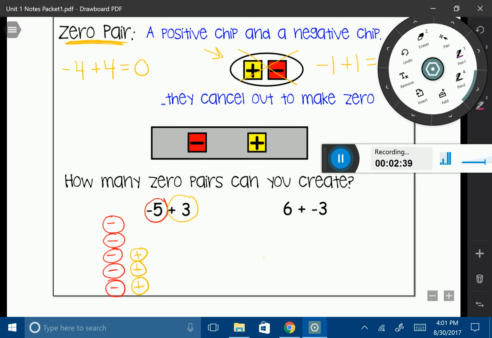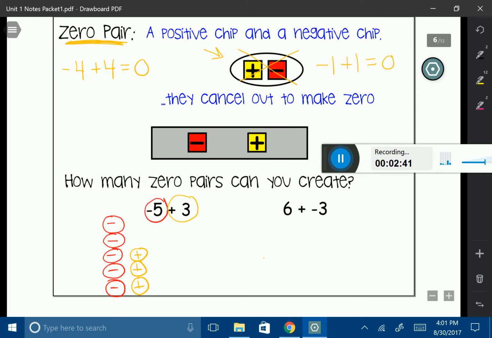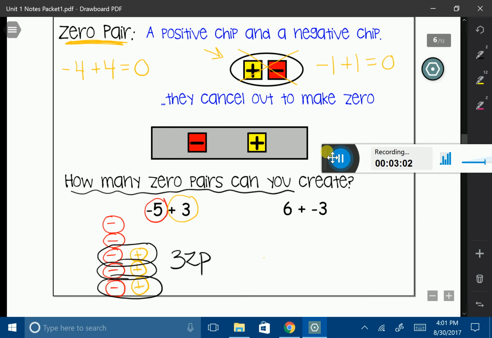So I'm going to change my pen and circle all of the zero pairs. You're going to notice that I have 1 zero pair, and then I have another zero pair, and then finally I have my third zero pair. So in this problem, we have 3 zero pairs. Now, that's what the question is asking. It's asking us how many zero pairs we can create. But I'm going to take this a little above and beyond, and let's see if we can actually answer the question. -5 plus 3.